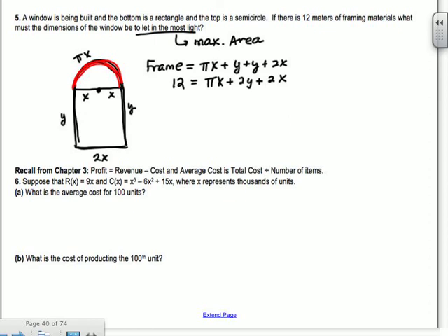Does there need to be 4x's, since we said the width is 2x and there's two of those? Yeah, it's kind of confusing. So let's draw this dotted, maybe, so you can see it better. Okay. So solve for y: I'm going to have 12 minus 2x minus pi x equals 2y. Now I'm going to divide everything by 2. So I get 6 minus x minus pi over 2 x equals y.